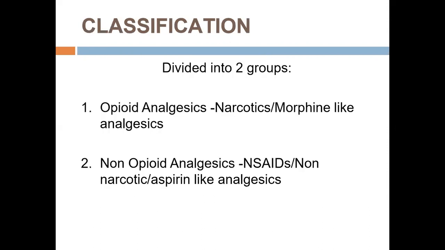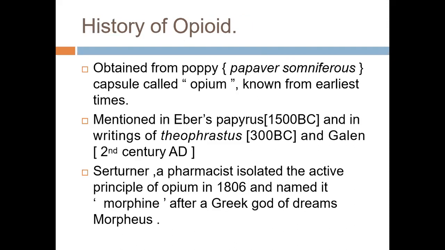So these drugs are classified into two: opioid analgesics, that is narcotics, morphine-like analgesics, and non-opioid analgesics, that is non-narcotic, aspirin-like analgesics. The history of opioids is that they come from the poppy capsule called opium, known from ancient times. It is mentioned in the Hebrew papyrus of 1500 BC, in the writing of Theophrastus in 300 BC, and in Galen in the 2nd century AD. Sertürner, a pharmacist, isolated the active principle of opium in 1806 and named it morphine after Morpheus, the Greek god of dreams.